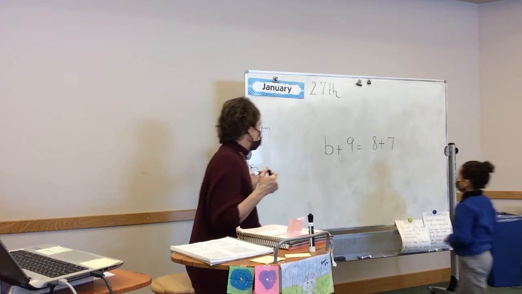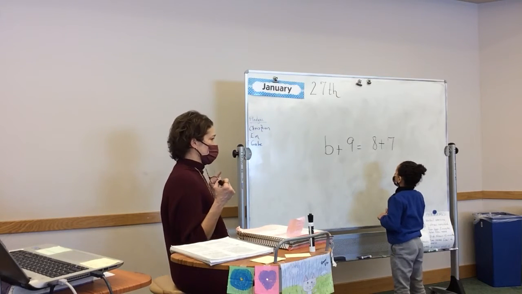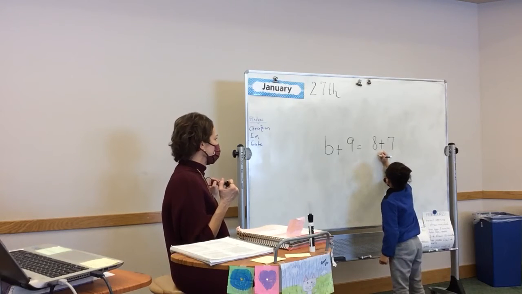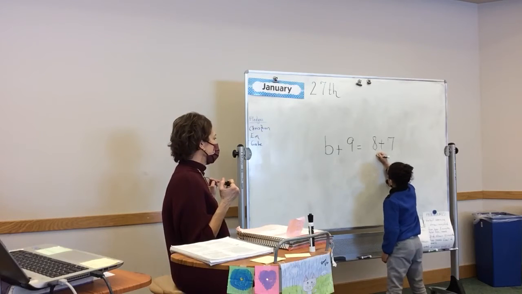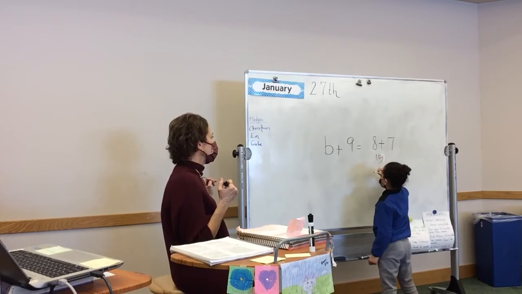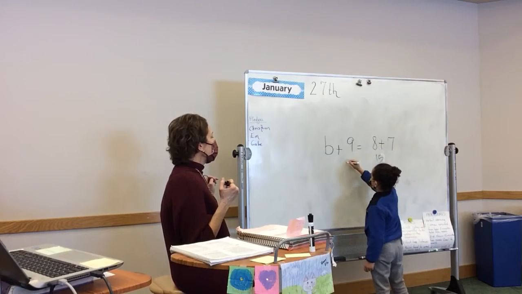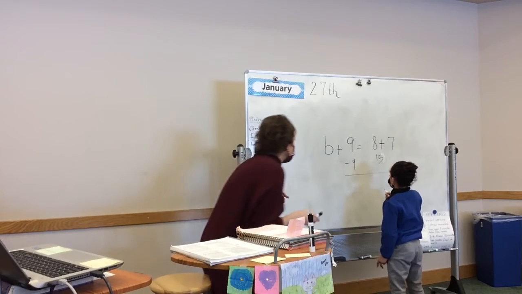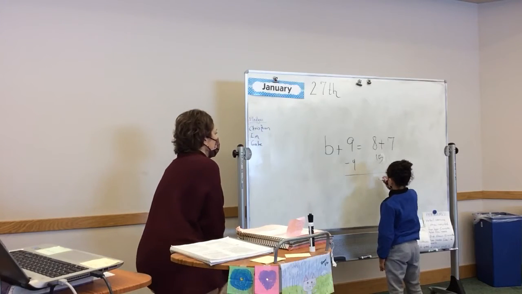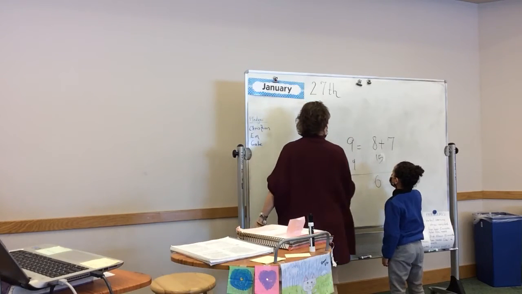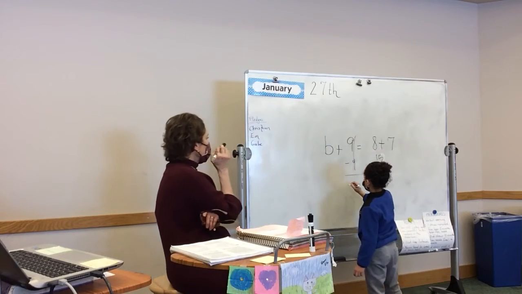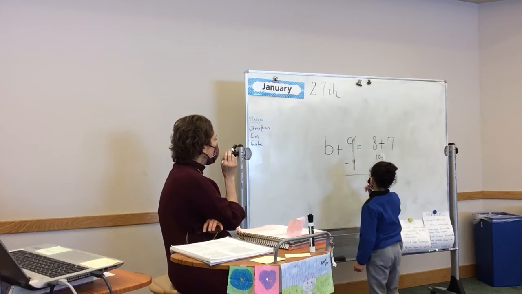What are you going to do first, my friend? Because we don't know what B is. That's the mystery. So what do you know? 8 plus 7. Very good. Nice. All right. So now we're going to move over into the mystery. Very good. So we are going to do what? 9 minus 9 is what? That gets out. So you need to put an X or a line on that. There you go. And then we moved over and subtracted 9 from 15.